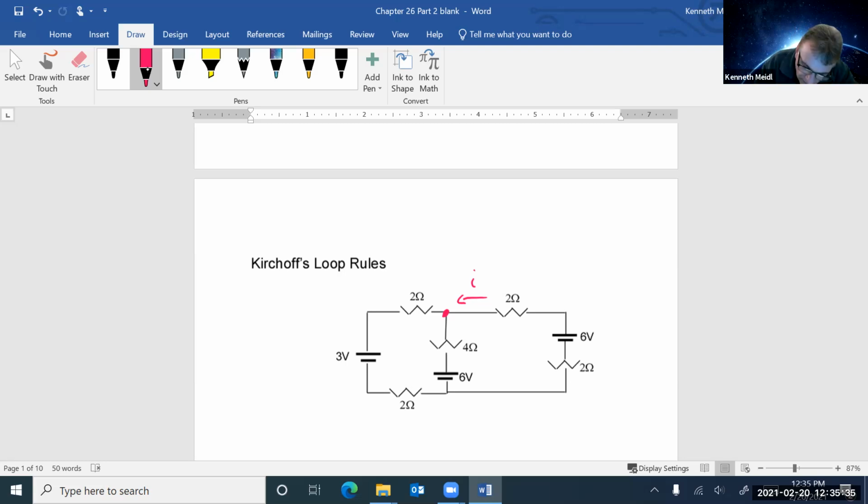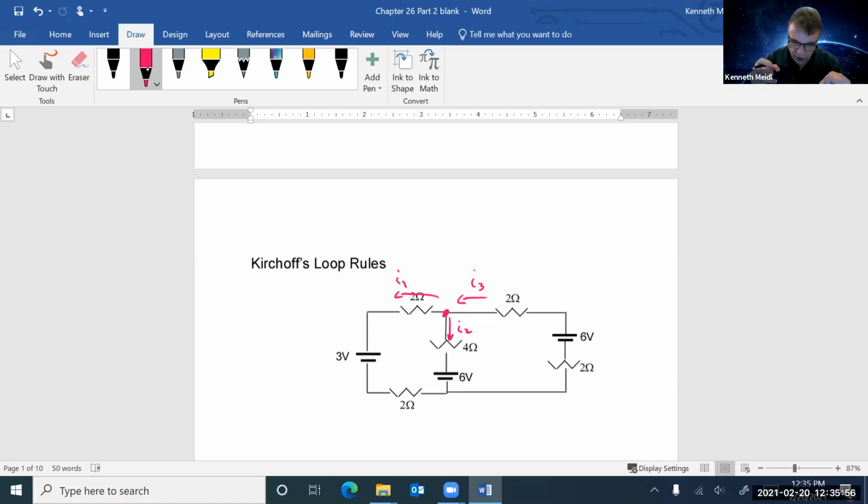maybe I3, because I'm going to imagine some current leaving this. I'll call that I2, and then maybe some current leaving this right here. I'll call that like I1 or something like that. And the only reason I'm calling them I1, I2, I3 is that they are different values. But take a look at what's happening.